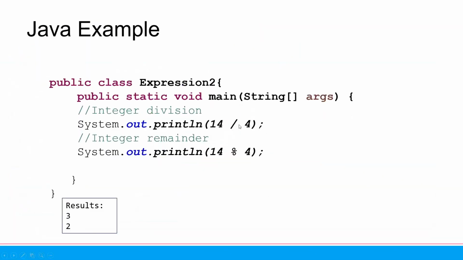So if you have 14 divided by 4, then it is an integer value, which is 3. If it is 14 remainder 4, then the integer value is the remainder of this one, 2.